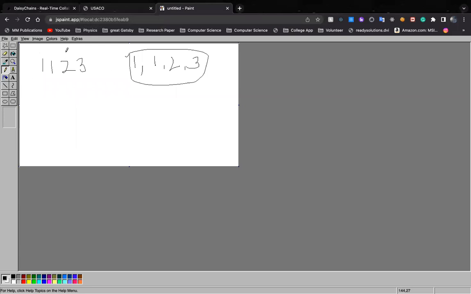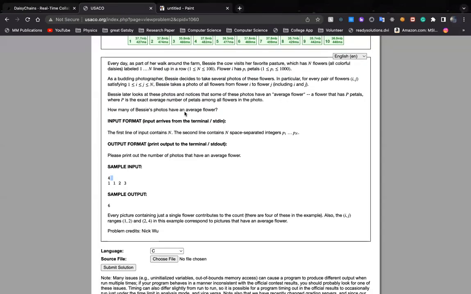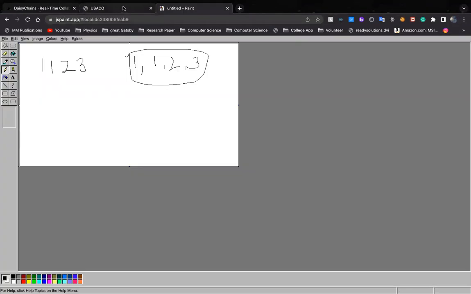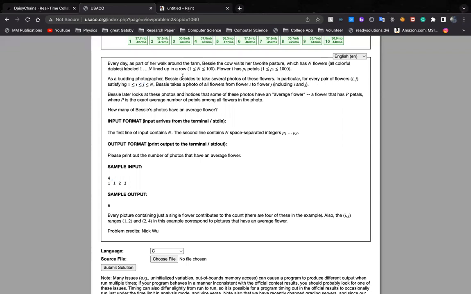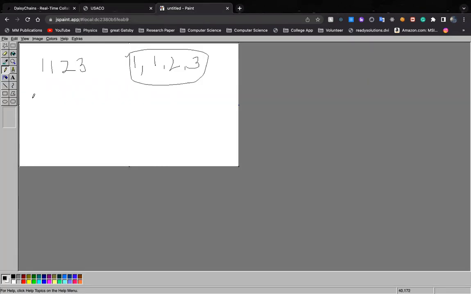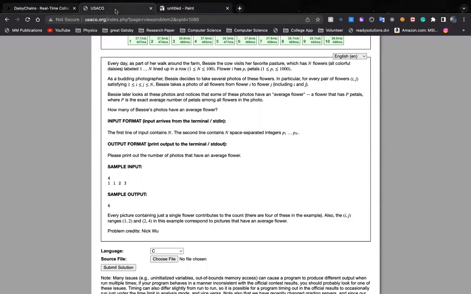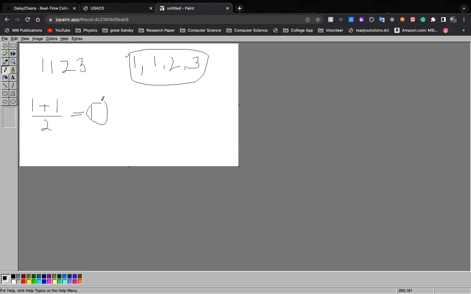Okay, and now to find the other ones, what you'll do is you'll try to find every iteration in which J would be greater than or equal to I, all right? And for every pair of flowers, right? And we know that every pair of flowers satisfying, all right, yeah. So in this case, it would be you start with 1, right? And then you add 1, which is the second one, and you get 1 plus 1 over 2, which is also equal to 1. Now, does this satisfy the condition? Where P is exact number of flowers. Some of these photos have an average flower, a flower that has P petals, right? In this case, the average is 1, and there is a flower in here which is average, which is number 1. So that means our count now becomes 5, correct?